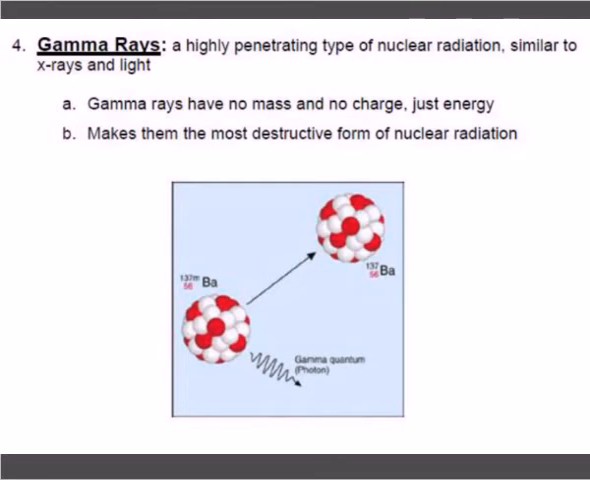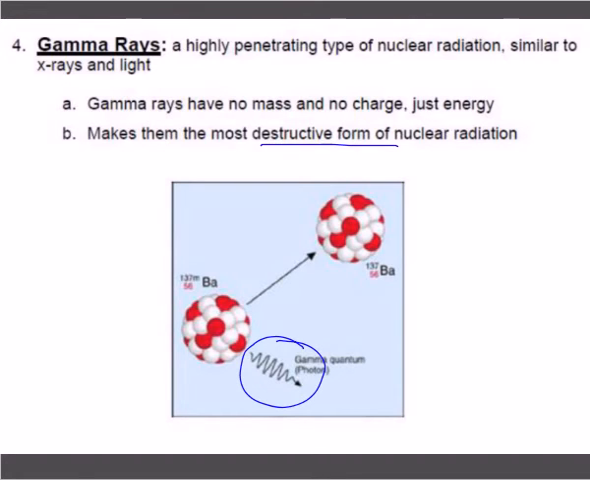Last thing, gamma rays. They are a highly penetrating type of radiation, similar to X-rays and light. So it's all energy, which is why we see that photon symbol here in our diagram. So nothing about the nucleus, guys, changes. It's just energy, which again is why these are so dangerous. It makes them the most destructive form of that nuclear radiation.